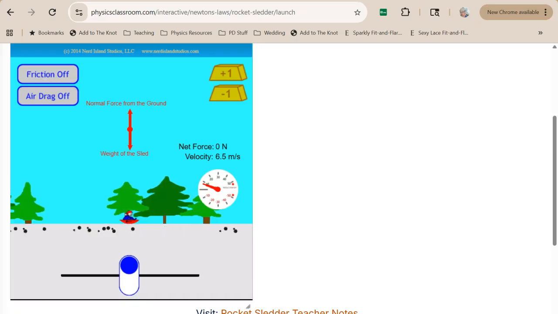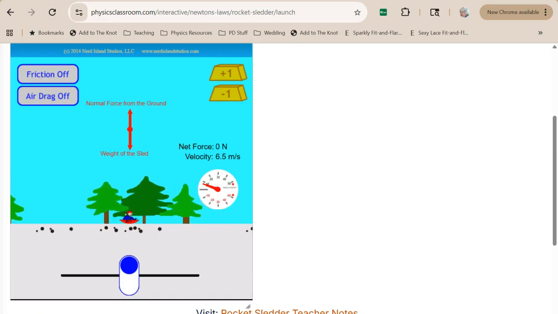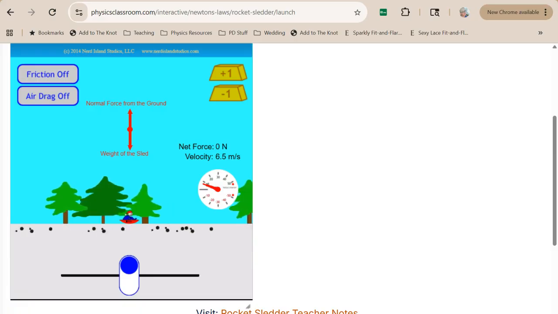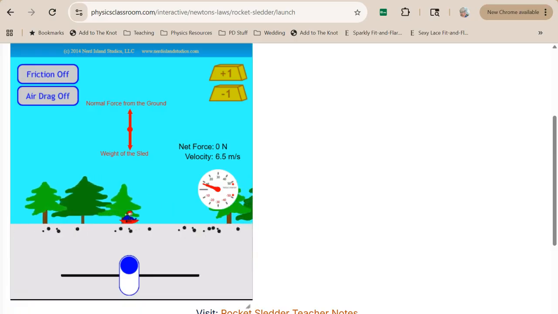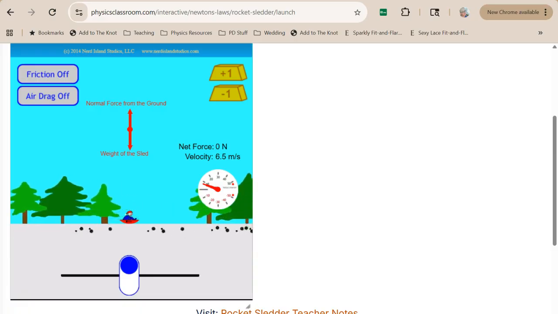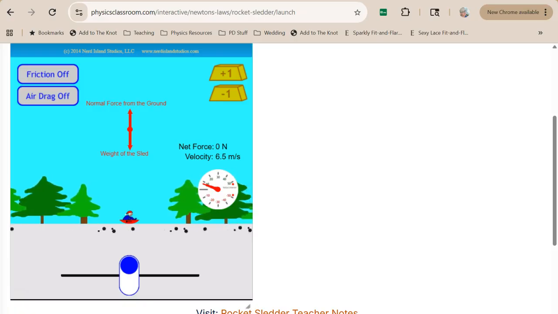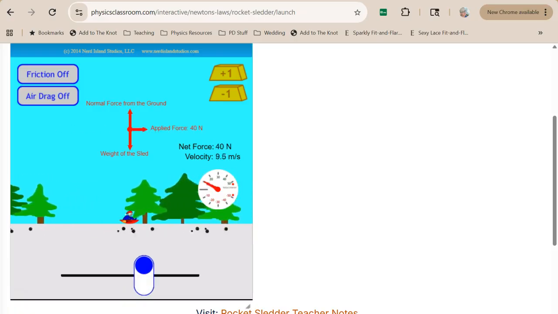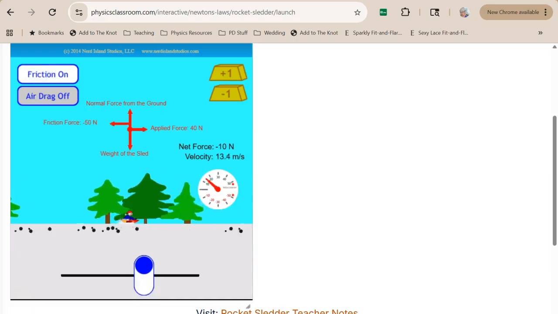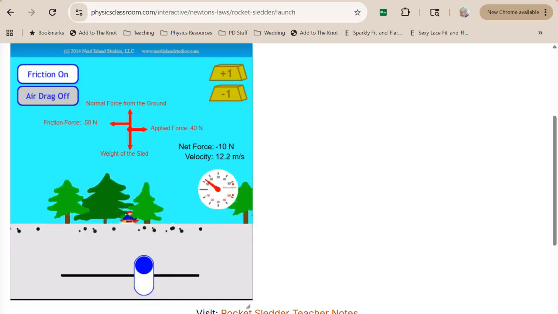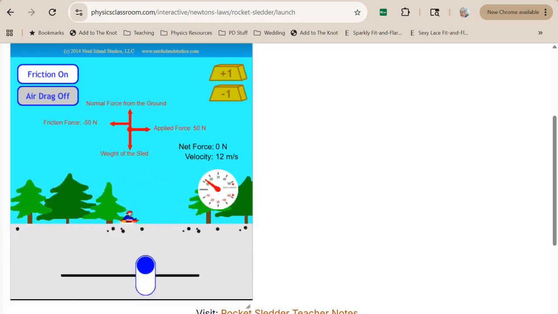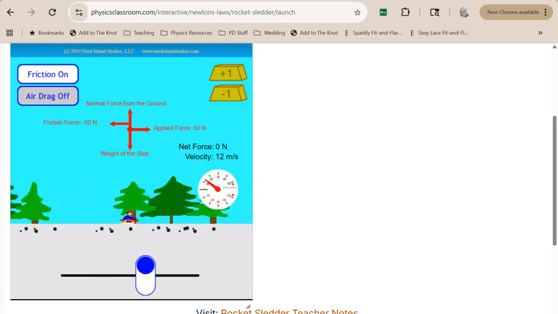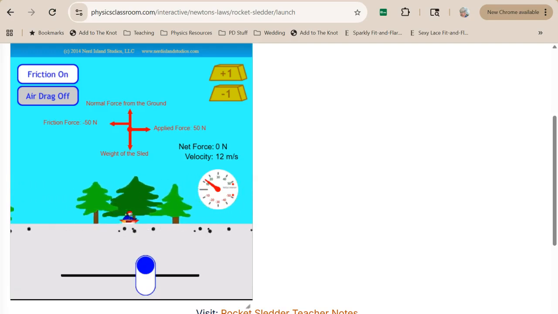So if I turn friction on, if I want this child to keep moving at a constant velocity with friction, I'm going to have to apply a force to balance that friction to make sure that my net force is 0. So I'll apply a force, right? I applied a force, now we're speeding up. There's my friction force. So right now, there. Now my net force is 0, right? I've perfectly balanced friction. My velocity is 12 meters a second.